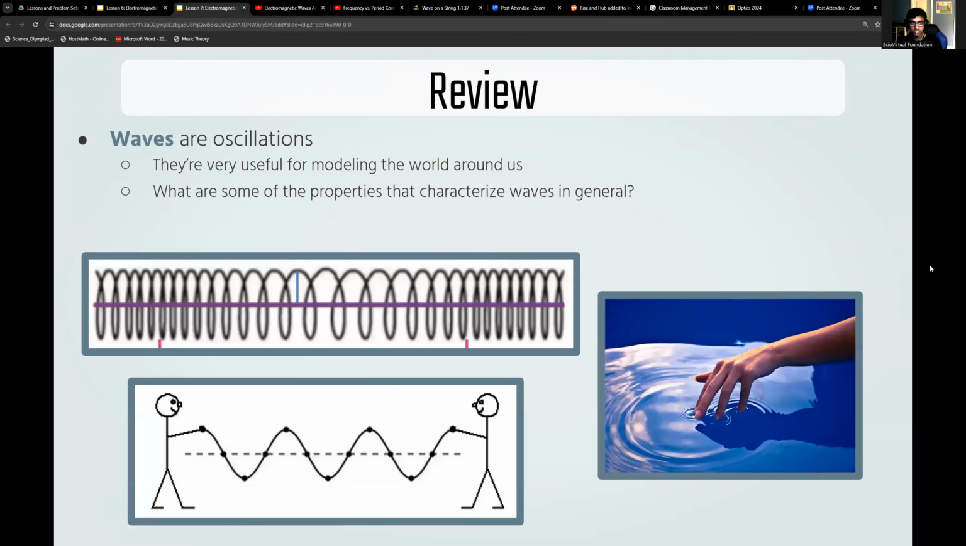So waves are oscillations, and they have properties like wavelength, amplitude, and frequency. So just to recap, wavelength is going to be the distance from here to here, or from here to here, or from here to here. They're all the same. Frequency is going to be the number of oscillations per unit time. And amplitude is going to be the height of that wave. That's going to correspond to the intensity of our wave.